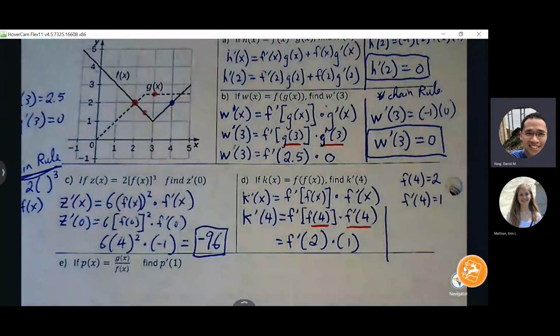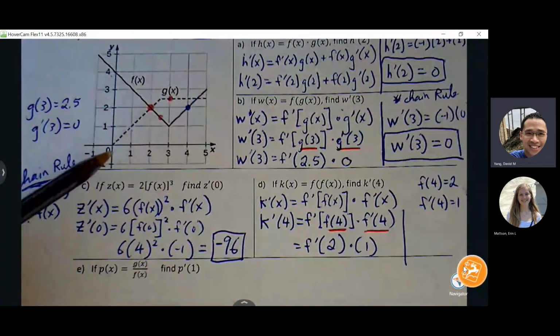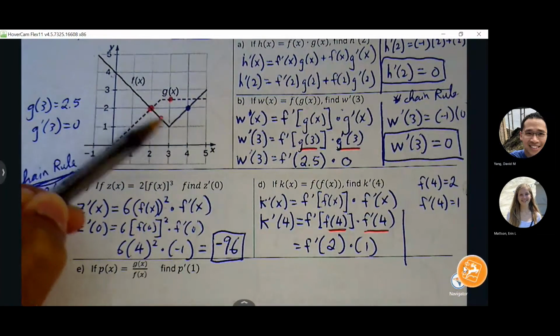So now we're almost there, right? Now there's one last piece to find, and that's to find what? F prime of 2. So we want to find the slope of the F graph at 2. What's the slope of the F graph at 2? Negative 1. Yep.